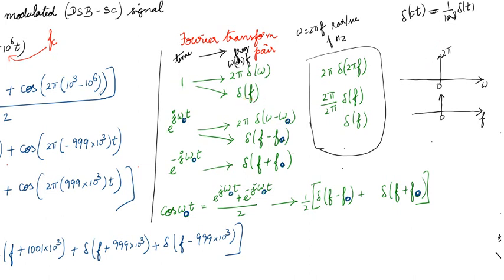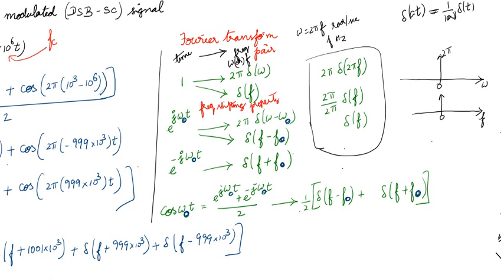Now we'll understand what is the Fourier transform of e power j omega naught t. This property is called frequency shifting property.